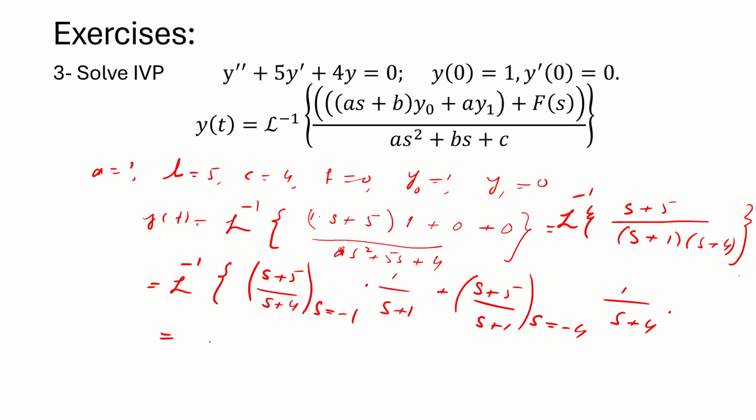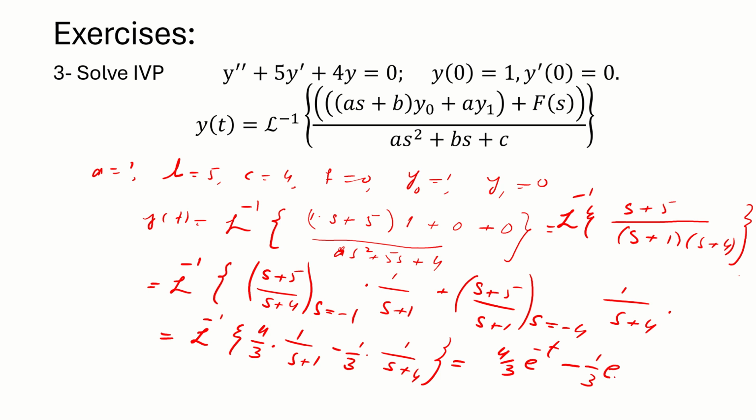So if you put these values, -1 यहाँ put करेंगे तो आ जाएगा हमारे पास 4/3 1 over s plus 1, और यहाँ पे जब हम -4 को पुट करेंगे तो आ जाएगा 1 by -3, so it's -1/3, and this is what? This is 1 over s plus 4. After applying linearity property of Laplace inverse, हमारे पास आ जाएगा 4/3 e power minus t minus 1/3 e power minus 4t. So that's the solution of this differential equation.